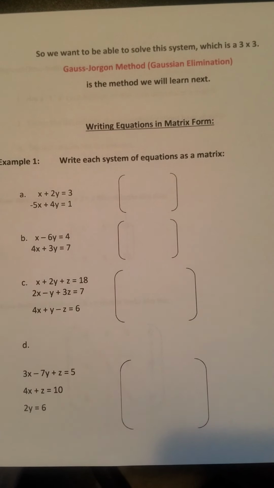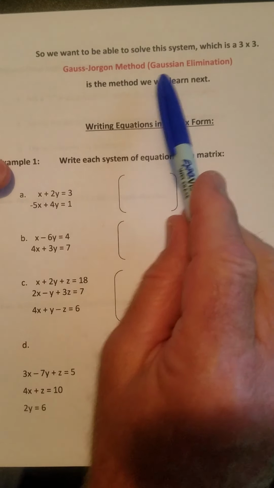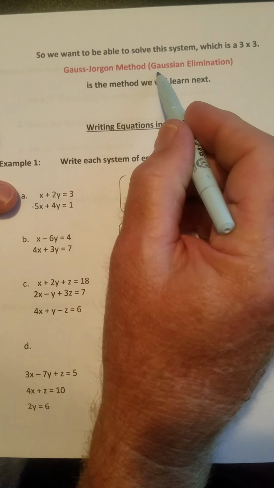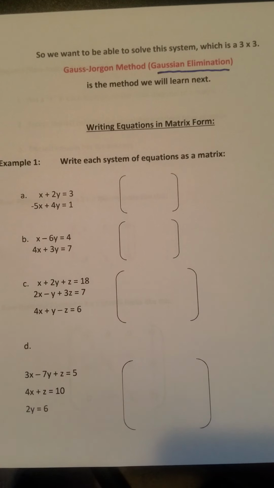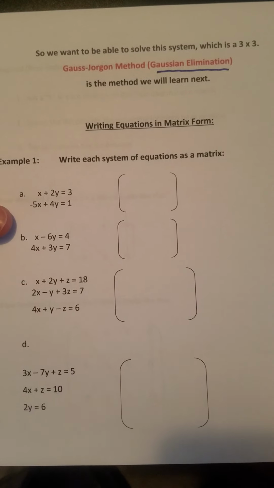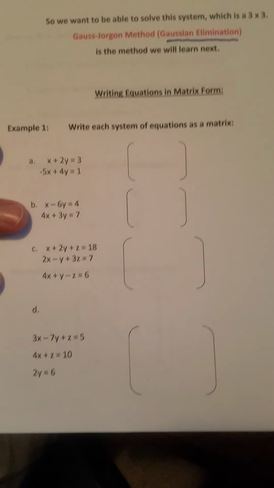So we're going to continue with the Gauss-Jordan method, and a lot of times I call it Gaussian elimination. Gauss was the guy that came up with it. I've got a really good story on Gauss, but I'm not going to bore you with it right now. I'm going to ease this into you slowly. Make sure we've got the basics.